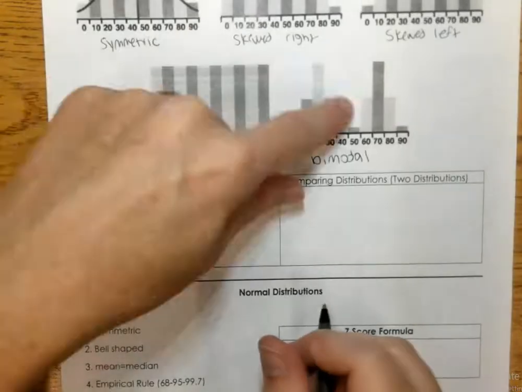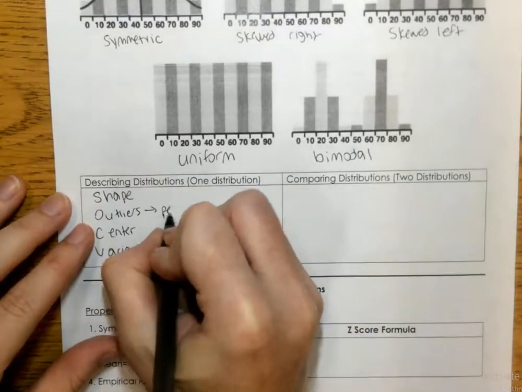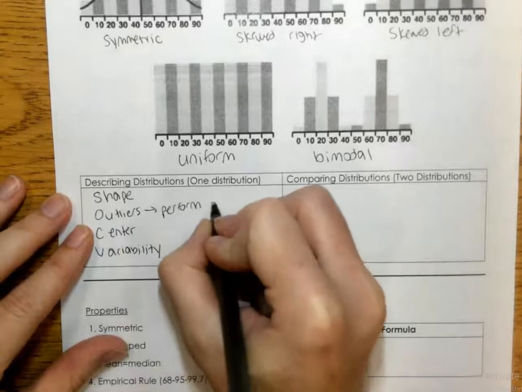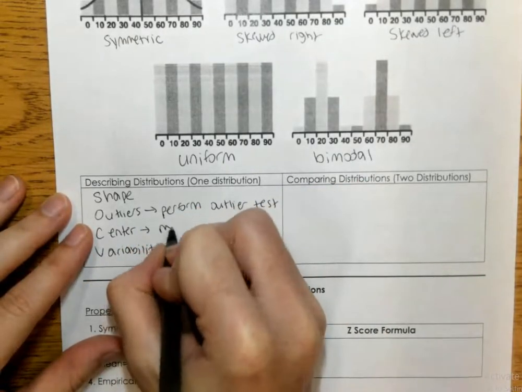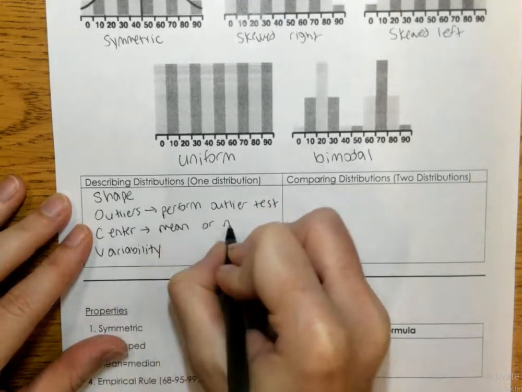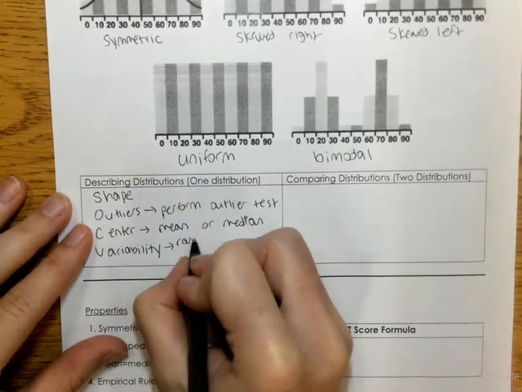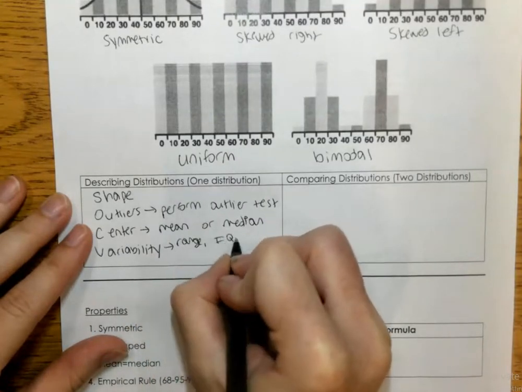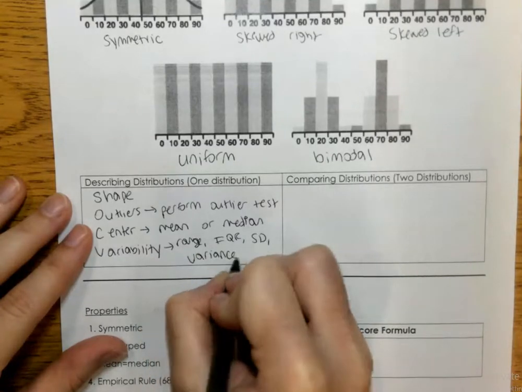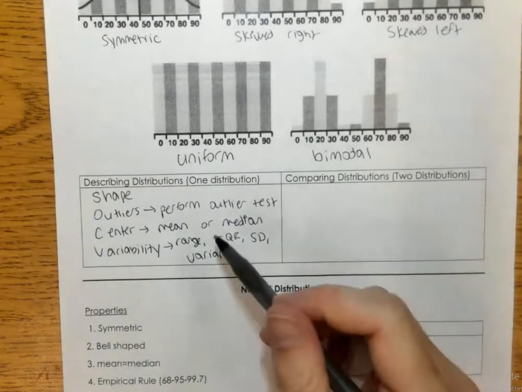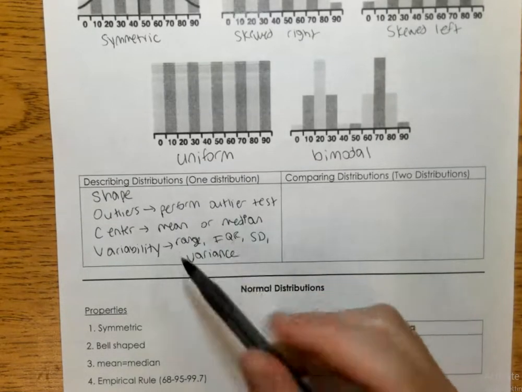All right, shape, you've got your options up here, the shape of the distributions. The outliers, you would perform the outlier test. The center, you would mention the mean or the median, whatever is easier to calculate. And for the variability, you would mention the range, the IQR, the standard deviation, or the variance, whatever is easiest to get. And remember, you only need to mention one. You don't need to mention both the mean and the median, just pick one. You don't need to mention all four of these, you just pick one.